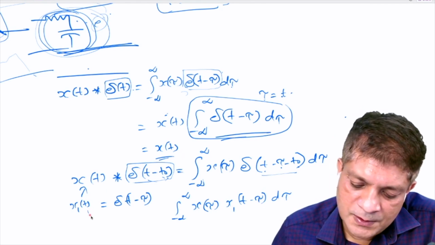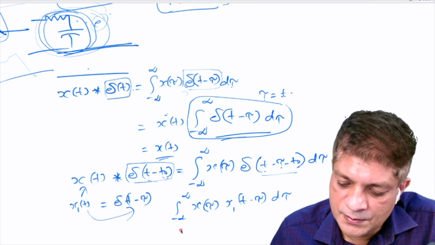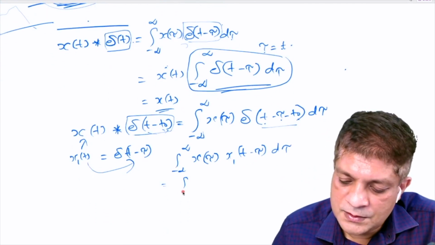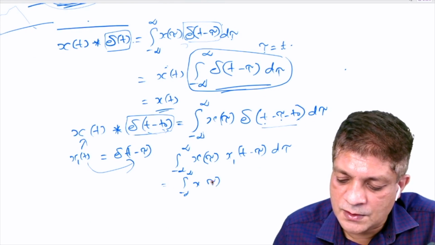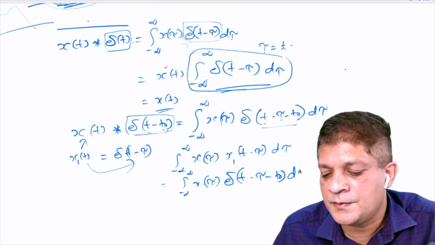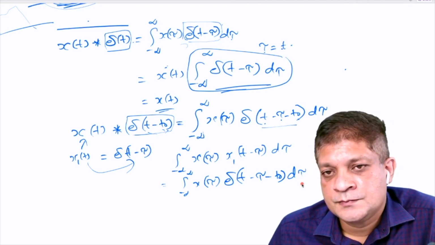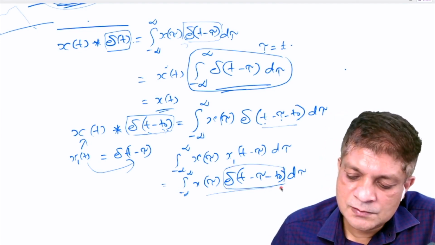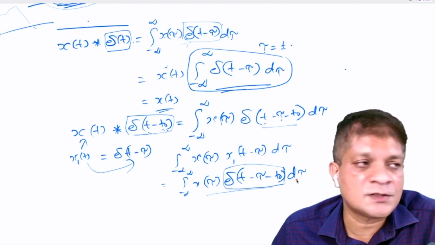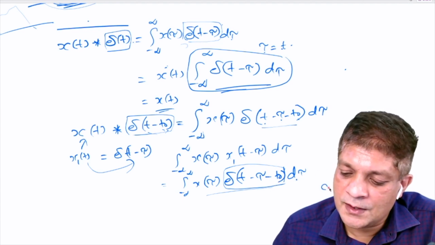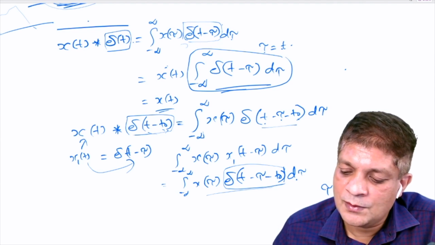Now you substitute this. What will you get? The integral from minus infinity to infinity of x(tau) delta(t minus tau minus t naught) d tau. Is it that? Now what is this integral? When will this be non-zero? It is integration with respect to tau. It is non-zero only when tau is equal to t minus t naught.